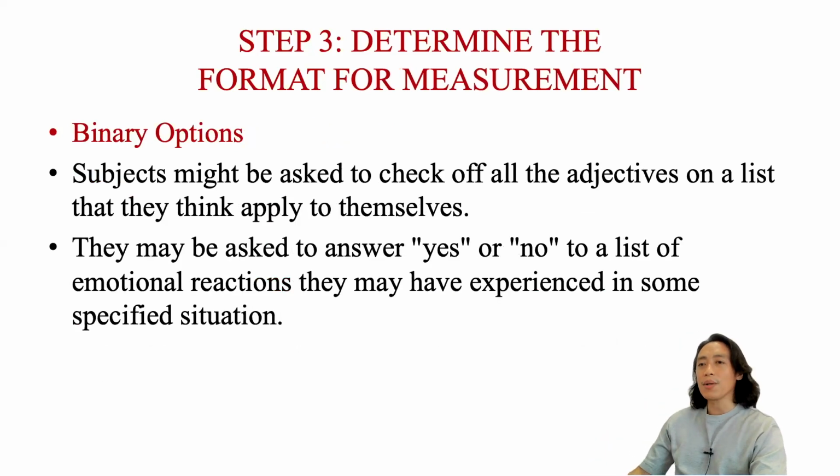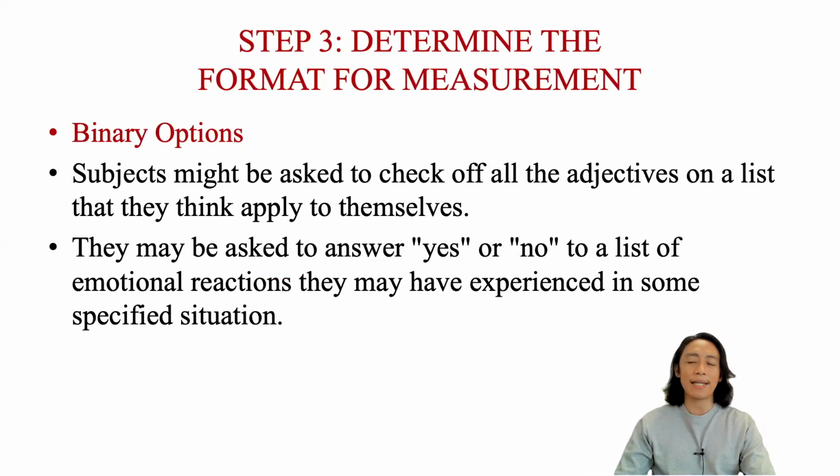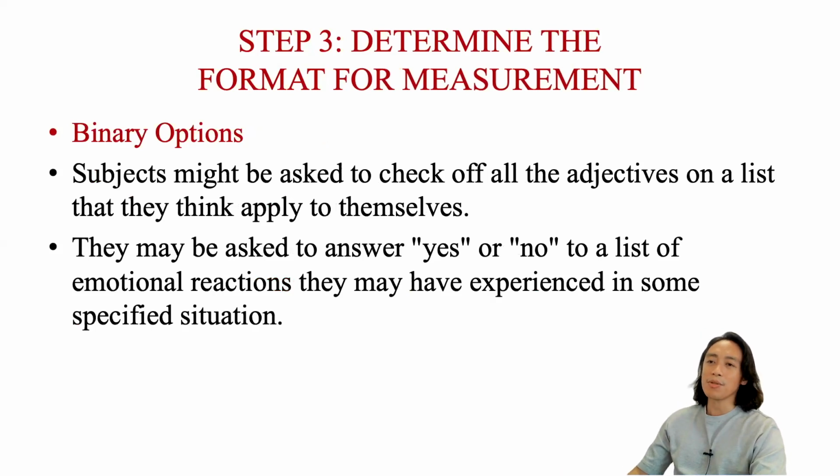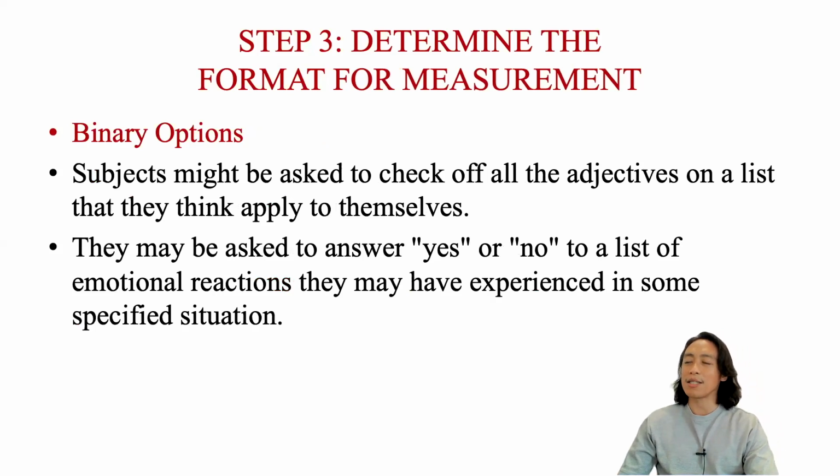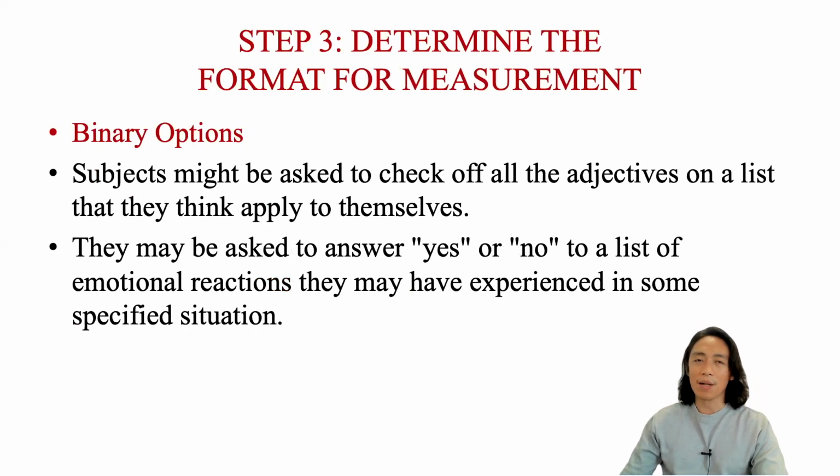And finally, we also have binary options. In a binary option, the subject might be asked to check off all adjectives on a list that they think might apply to themselves, and the options are basically yes or no. So they only have two options. Yes, this applies to me. No, this does not apply to me.